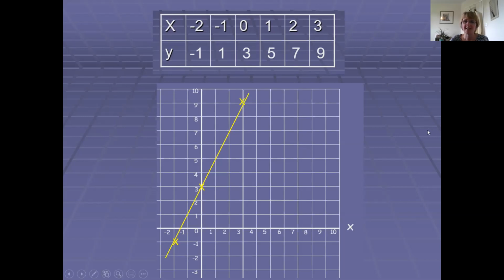So that is how you plot straight line graphs. Hopefully you'll be able to do the MathsWatch task, and I'll be able to look at your responses and see that you've got it all right.